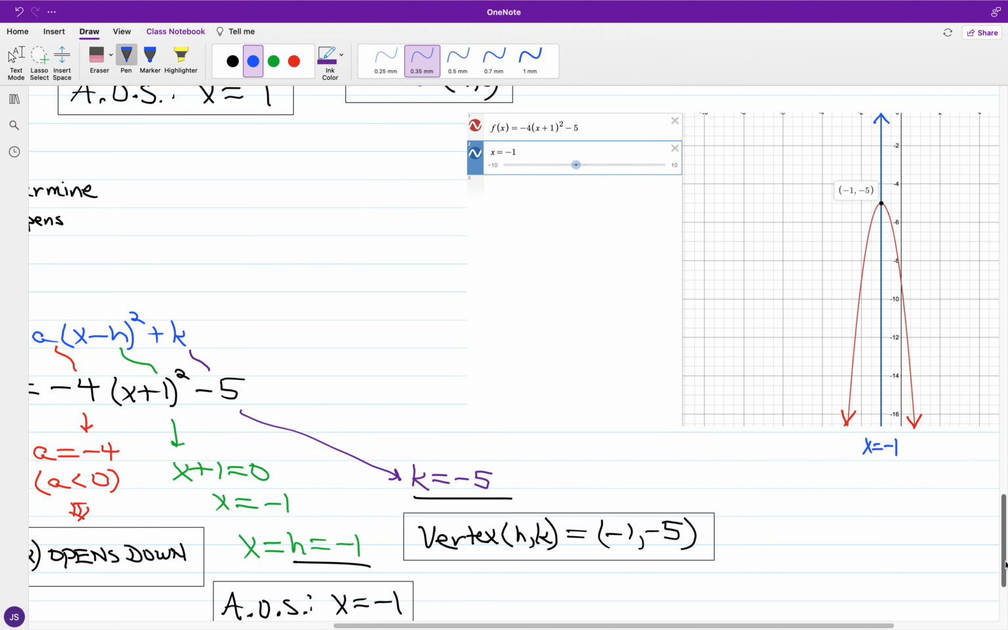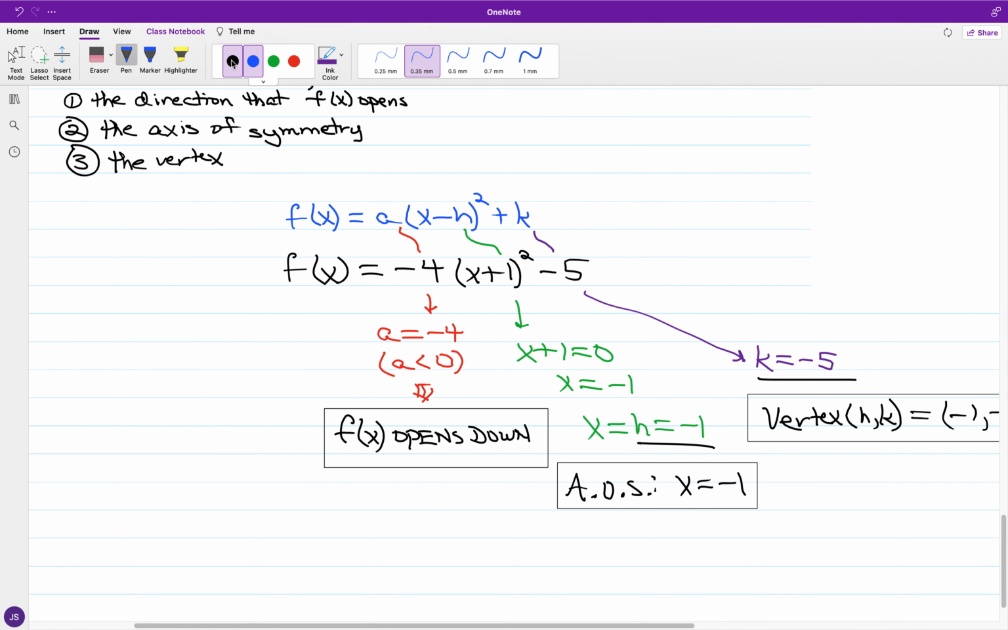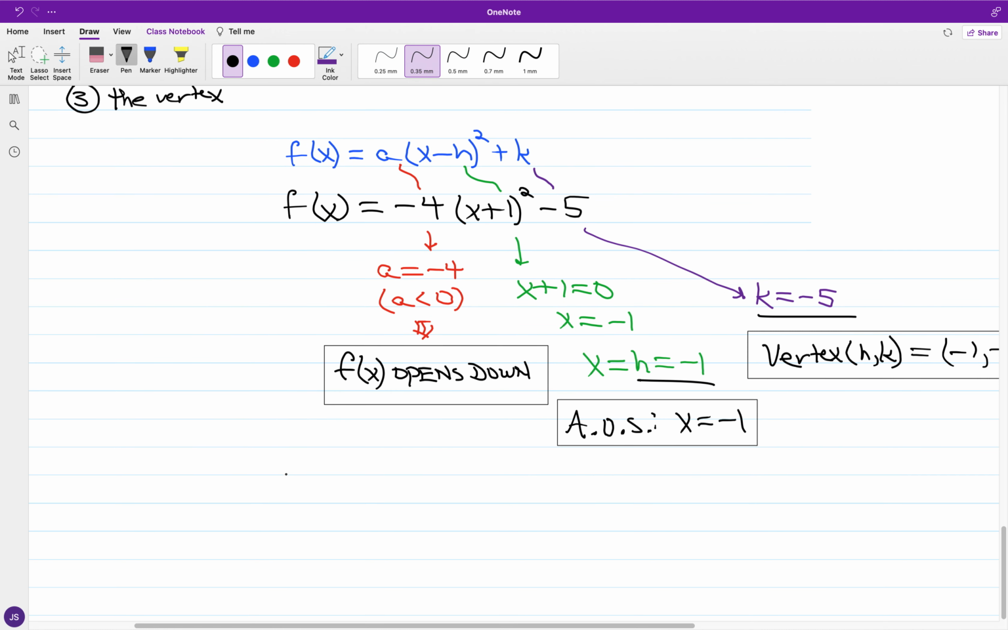All right, now looking into further details. Let's say we have a quadratic function, and we'll look for more than just 3 items here. Let's say we are given f of x is equal to the square of x plus 4 minus 4, and we were to determine the following.